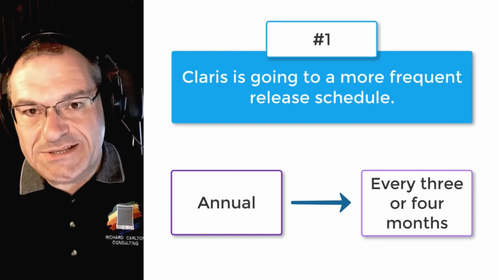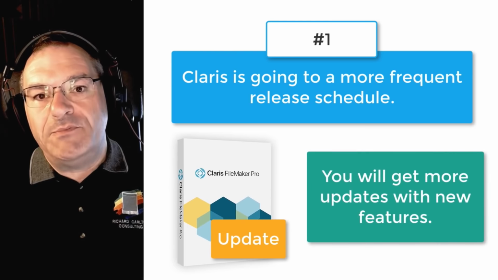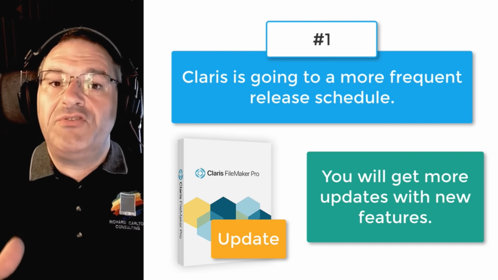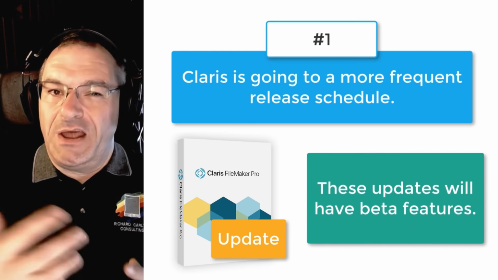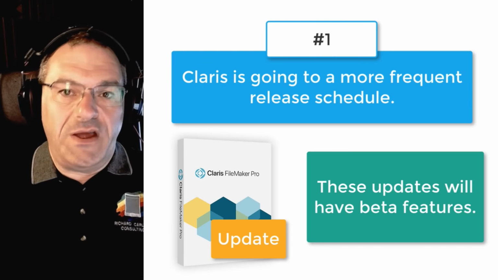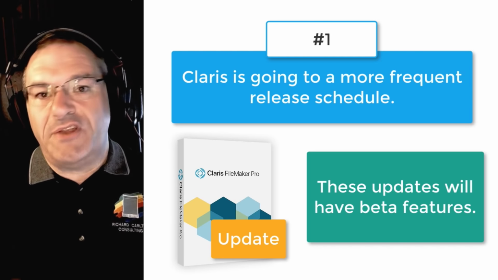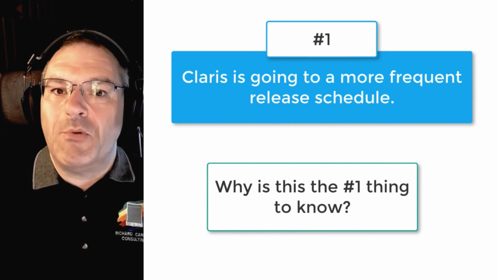Number one on our list is that Claris is switching from an annual release cycle to a more frequent release cycle, say every 3 or 4 months, which means that you'll be getting more frequent updates with new features. That also means that you're going to start to see features that Claris calls preview, which is really kind of a fancy way of saying they are beta features that you should try out and provide feedback for, but you really shouldn't use in a production environment just yet.